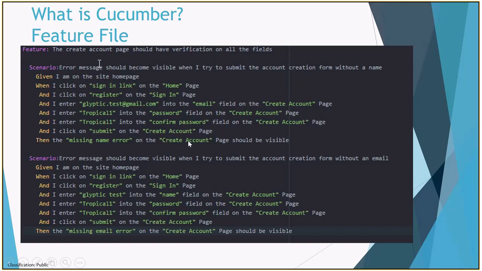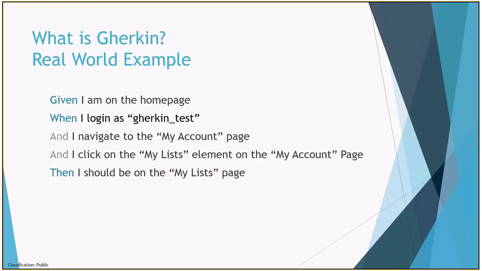So how many validations do I have? Two validations: missing error name on the create account page. Or I can mention that I can have only one validation. What is that validation? Missing name error. So this is a negative scenario. See, error message should become visible. This is that particular error message. So I have only one validation here. Fine. So this is how it looks like.